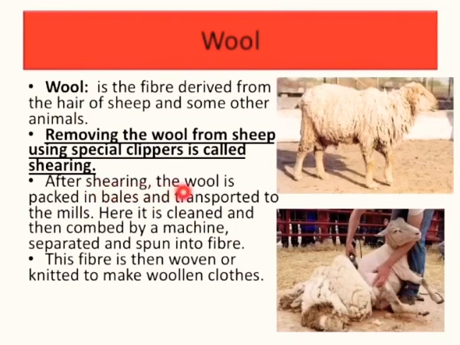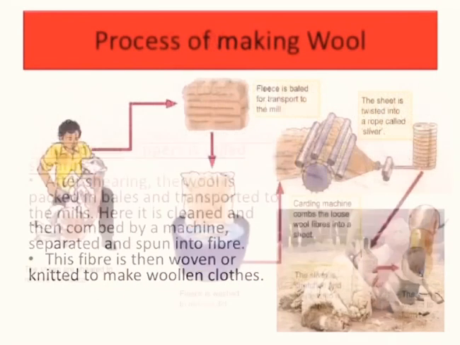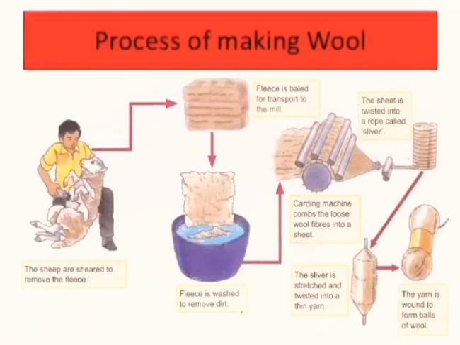After shearing, the wool is packed into bales and transported to the mills. Here, bales means it is packed in bundles and it is transported. Here, it is cleaned and then combed by a machine, separated and spun into fiber. This fiber is then woven or knitted to make woolen clothes. This is the process of making wool.